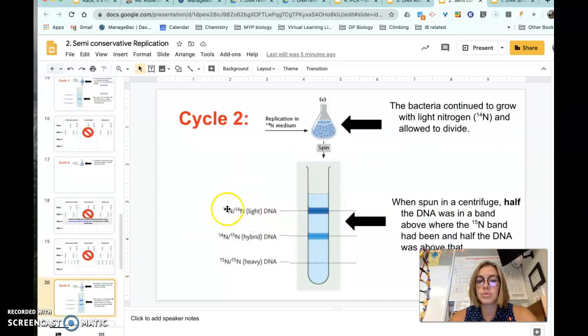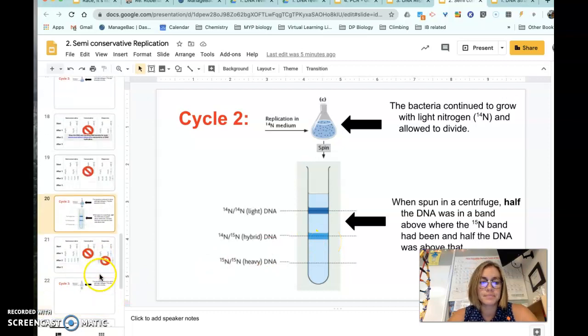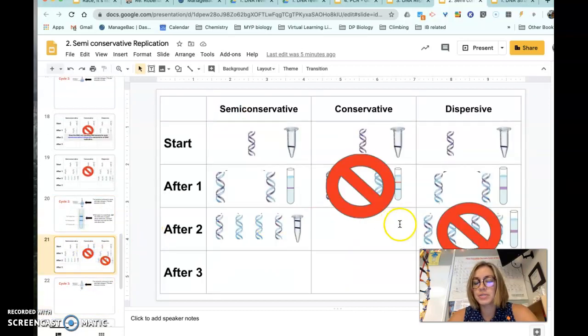We saw that the new strands after the second cycle are only going to have maybe nitrogen 14. Some of them will, whereas some of them will now still be that hybrid because those old strands are still present. So that's what we saw. So that doesn't allow us to support the hypothesis of dispersive theory.